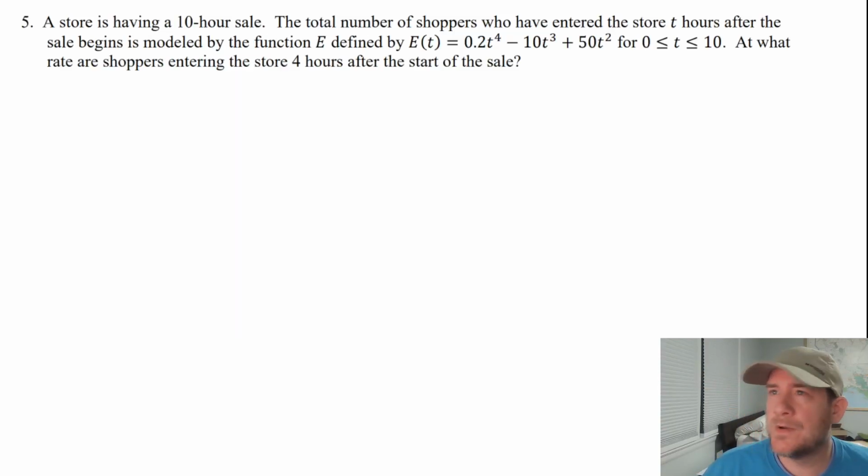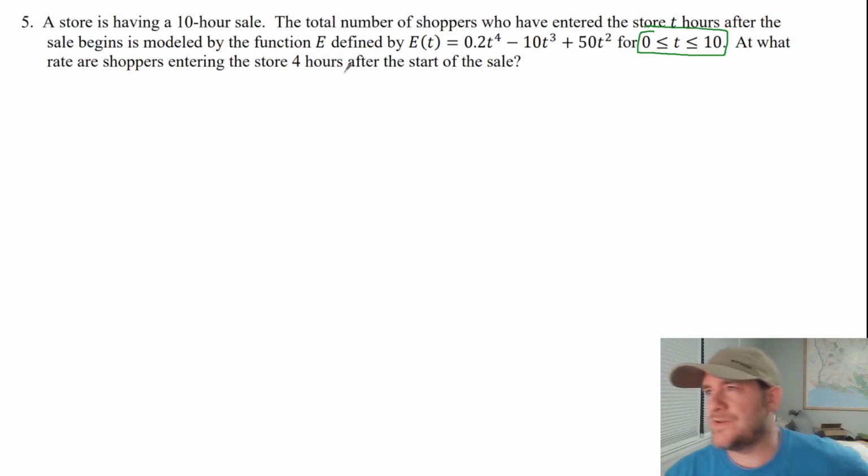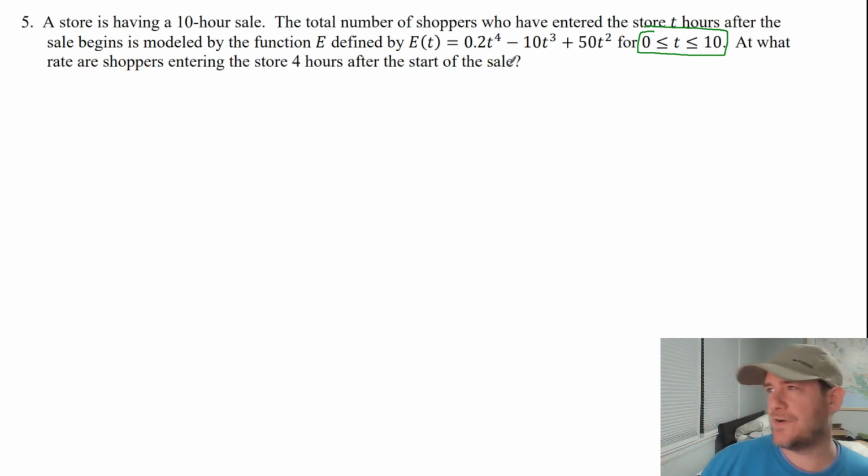We'll just move on. And number 5 says, a store is having a 10-hour sale. The total number of shoppers who've entered the store t hours after the sale begins is modeled by the function e, where e is this big polynomial. And this polynomial works on the interval from 0 to 10. So at what rate are shoppers entering the store 4 hours after the start of the sale? All right, so if you want to find the rate, then you need to take e prime and substitute 4.